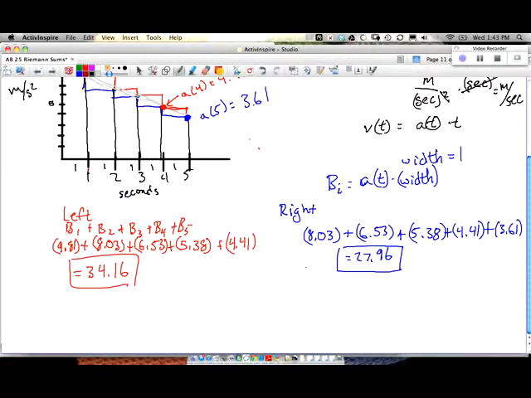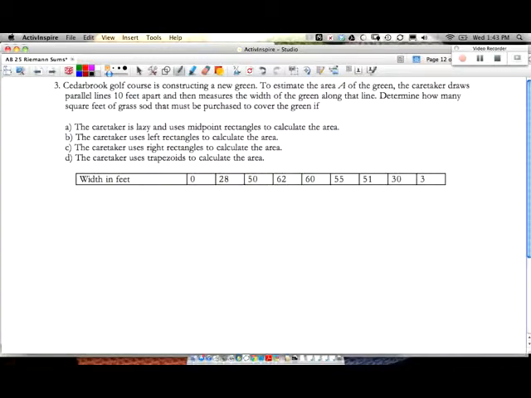If we're looking at a graph that goes up like this, then the left sum would be under, whereas the right sum would be over. This is our right, this is our left. So it really depends on what the curve looks like. So let's look at the last one here.